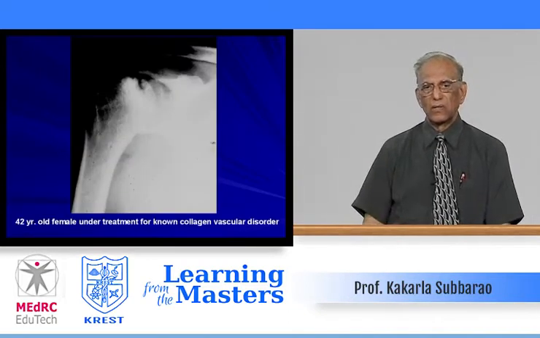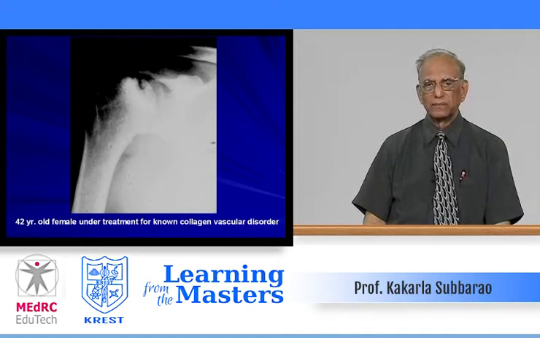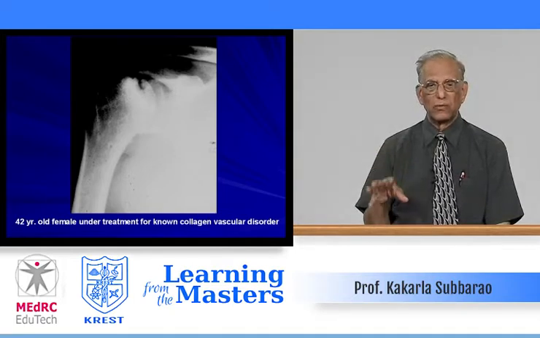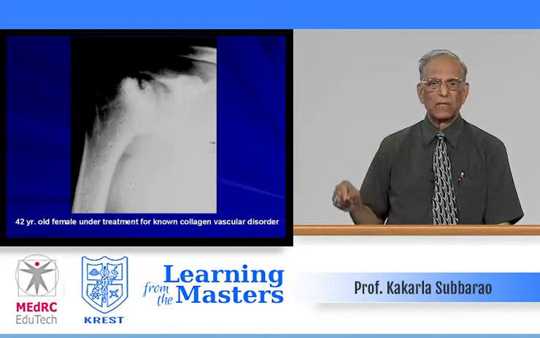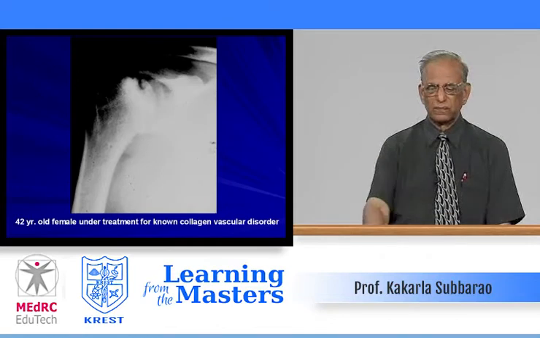Another case, a 42-year-old female. She is under treatment for a known collagen vascular disorder. A long time she has been on treatment. Now she complains of shoulder pain, and these are the observations that you see. Sometimes these cases do belong to a spot diagnosis. You don't have to write down all the parameters and then come to a long conclusion. On the spot, you can diagnose this.